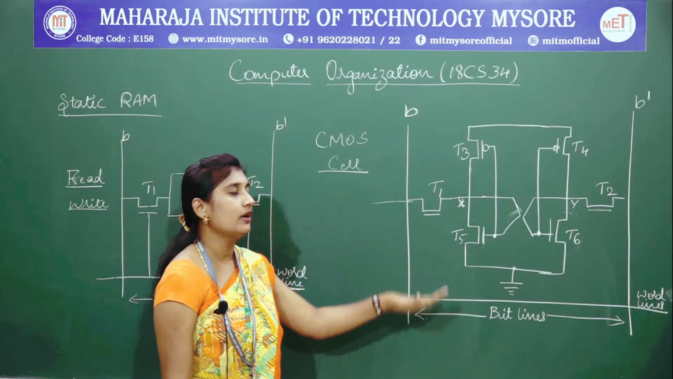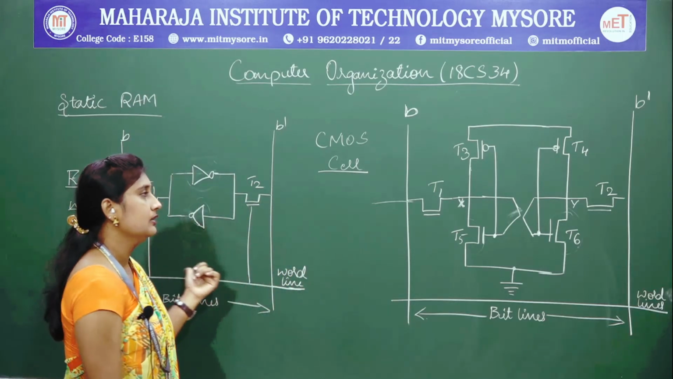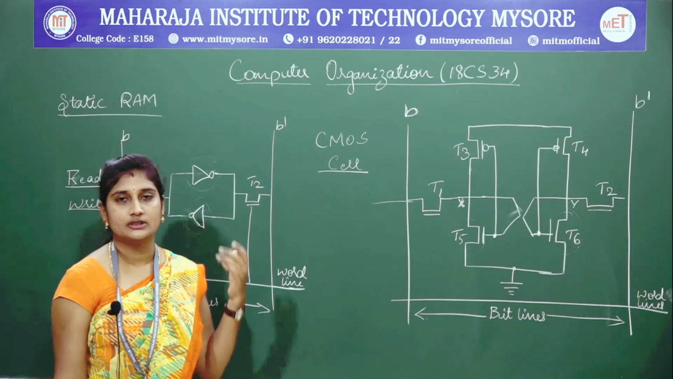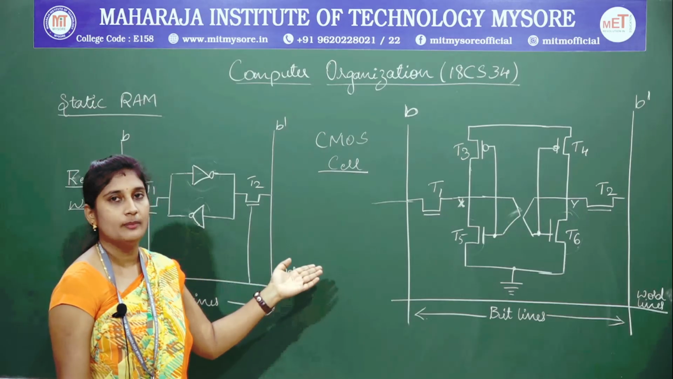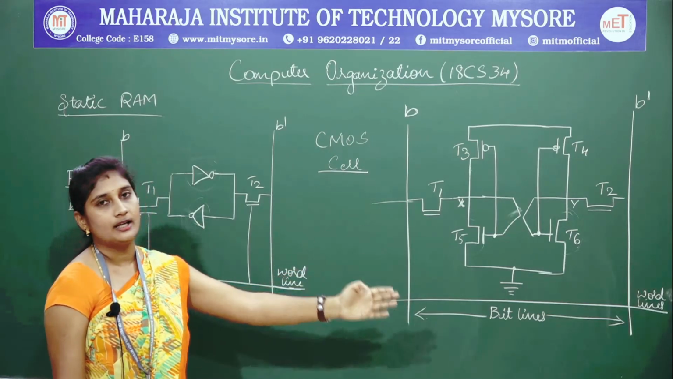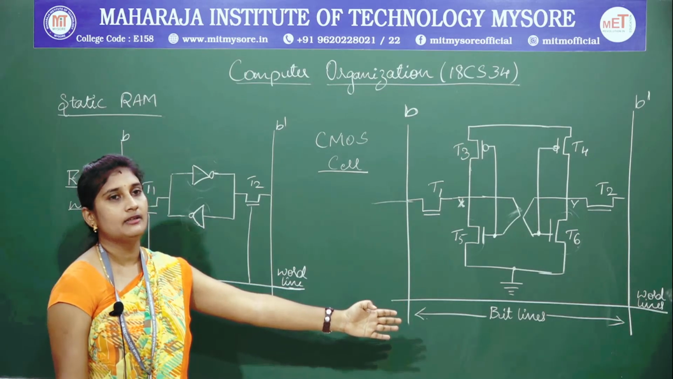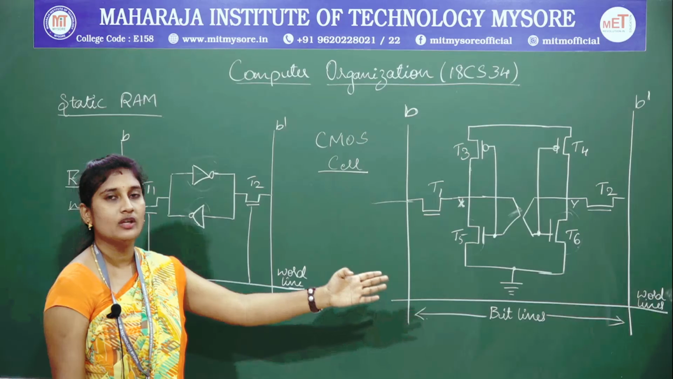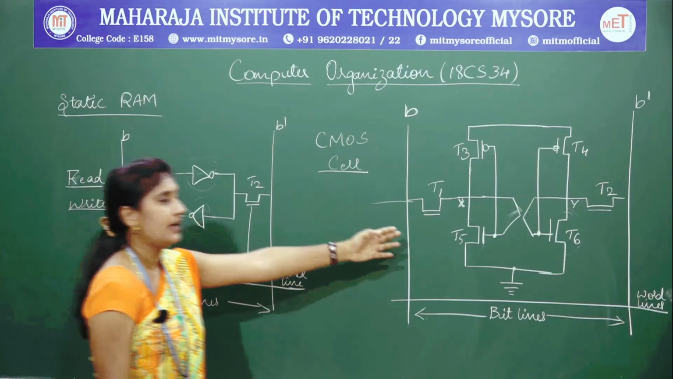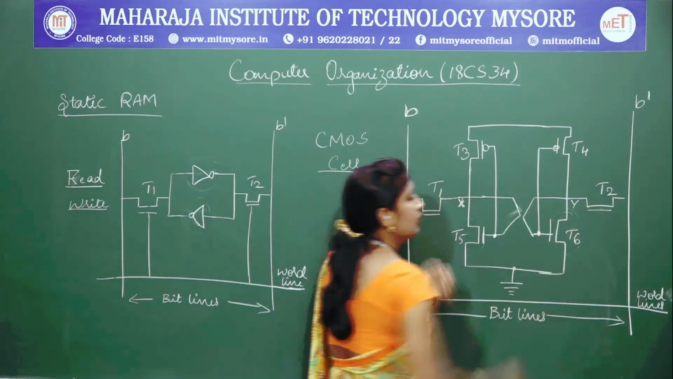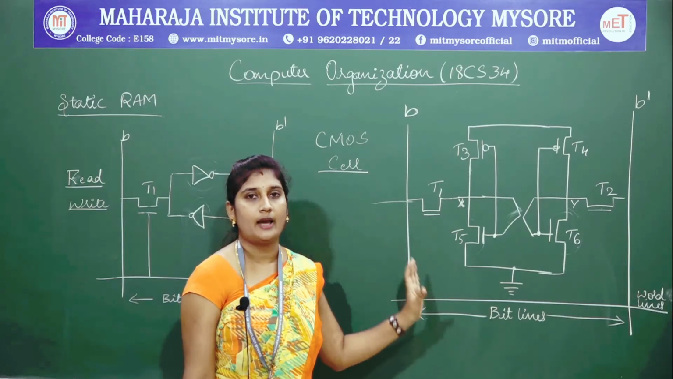So this is again the write operation, as I already explained for the static RAM cell. The value which you need to send to your particular RAM cell will be placed on B and B dash. You will make it high and low, and the corresponding word line gets activated. When the word line gets activated, the sense or write circuit will set the corresponding operation, the transistors T1 and T2 will be closed, and the contents will be written into your particular RAM cell.